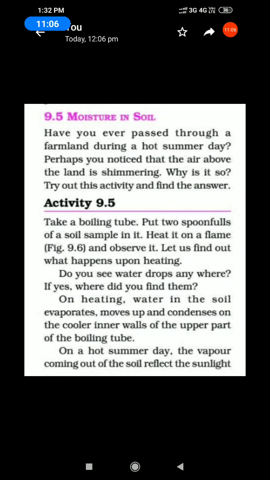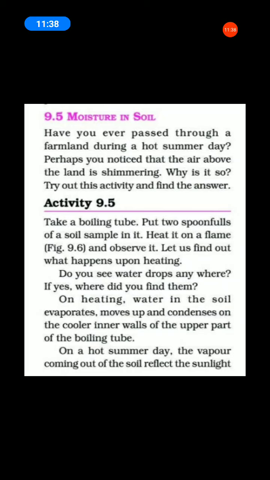Next topic 9.5, moisture in soil. What is moisture content? Moisture means the wet condition. That is the moisture content. Have you ever passed through a farmland during a hot summer day? Moisture in soil: what is it? So try out this activity and find the answers. The activity 9.5.